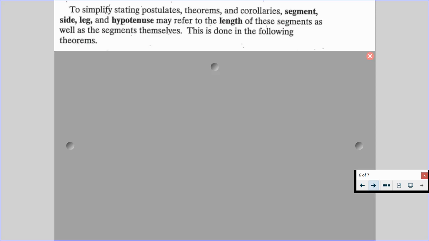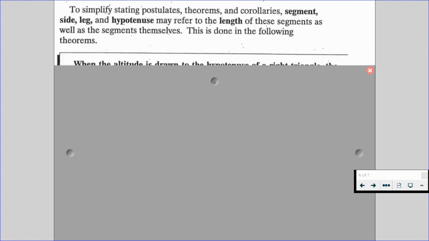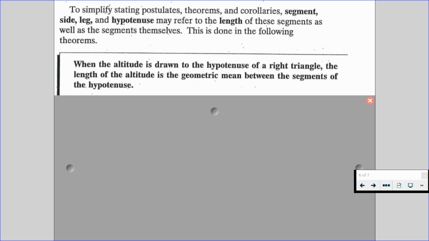To simplify stating postulates, theorems, and corollaries, segment, side, leg, and hypotenuse may refer to the length of these segments as well as the segments themselves. This is done in the following theorems. We have two theorems that we are going to go through. When the altitude is drawn to the hypotenuse of a right triangle, the length of the altitude is the geometric mean between the segments of the hypotenuse.